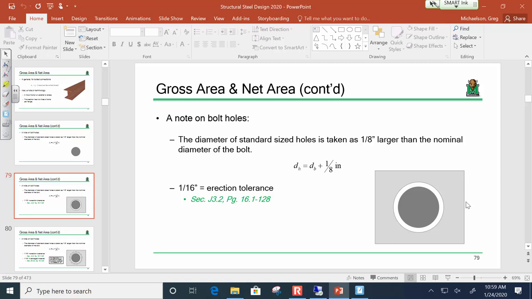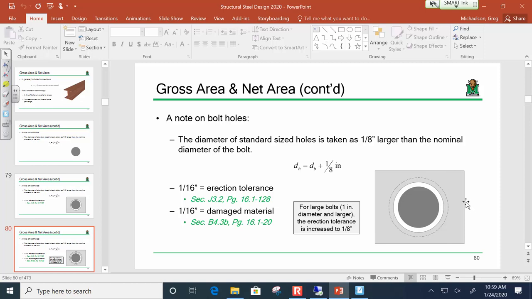So the diameter is a 1/16 of an inch larger. The other 1/16 of an inch, if you've ever seen a hole drilled in steel, it can be a little nasty. You've got the burrs and so on and so forth. And so we basically assume that that little lip of material around the hole, we don't really consider that effective in transferring stress across the section. So as a result, we don't account for that in tension members. We will account for that when we actually look at the physical connection itself, but not now.